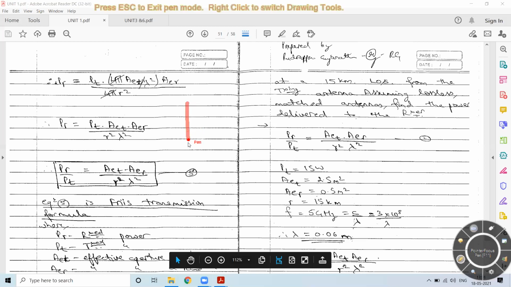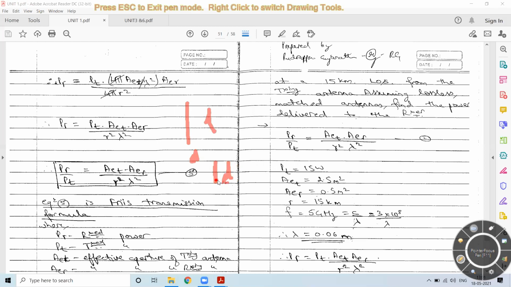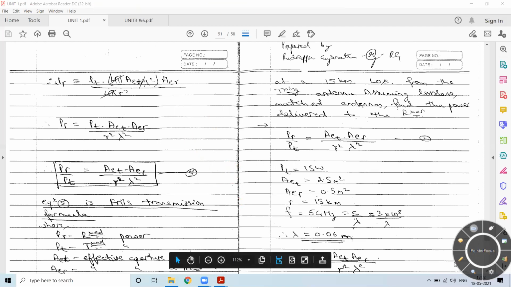And for linear antennas, you had seen that if L is the length and D is the diameter of the wire, then its physical aperture is given by L into D, which is again in meter square. Therefore, effective aperture's SI unit is meter square.